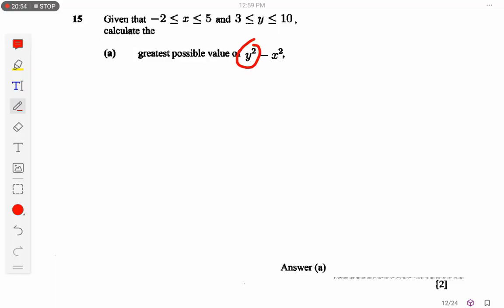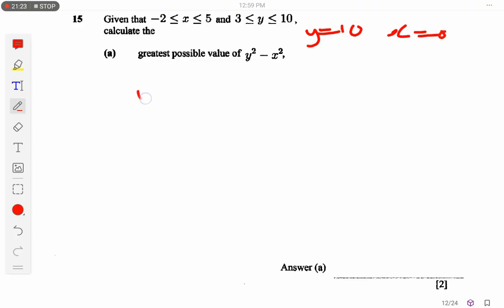Our y here should be greater, then our x should be smaller. The number that I can think of is y is 10. Then my x should be 0. If I have my x as 0, I'll have the largest number. So it's going to be when my y is 10 and my x is 0.